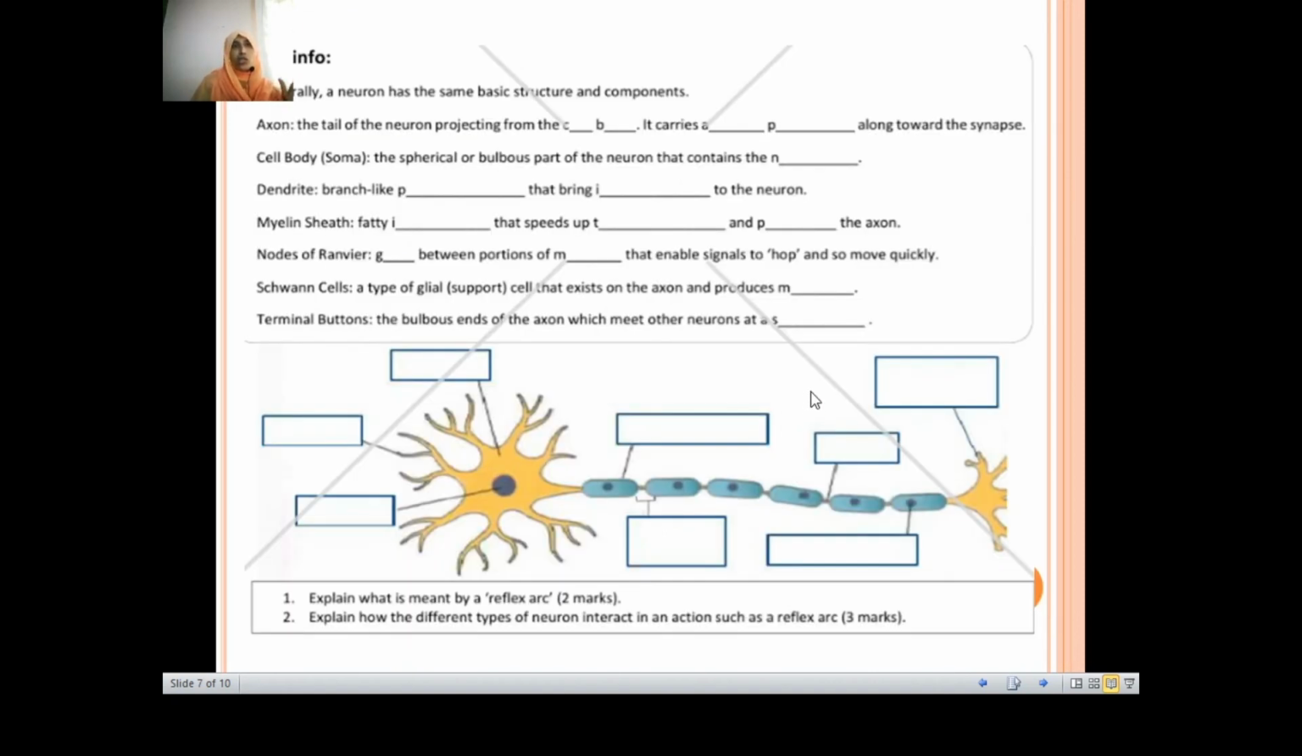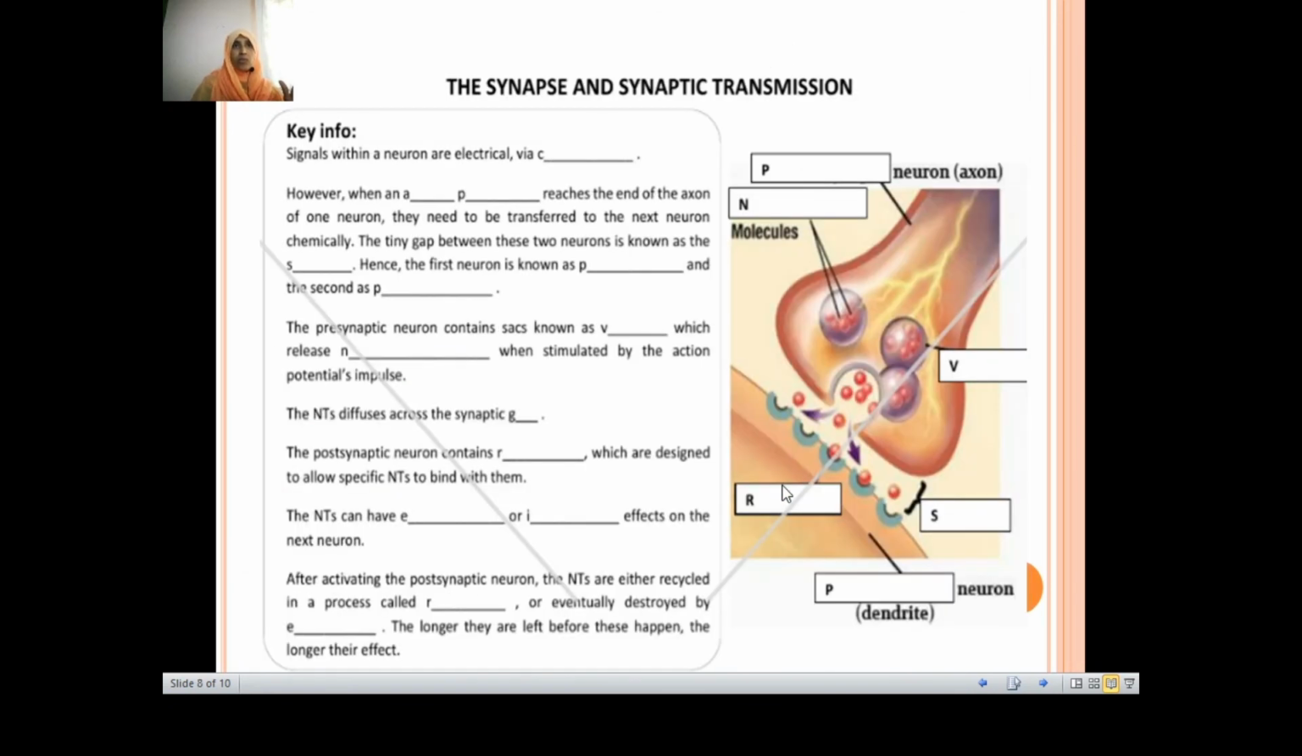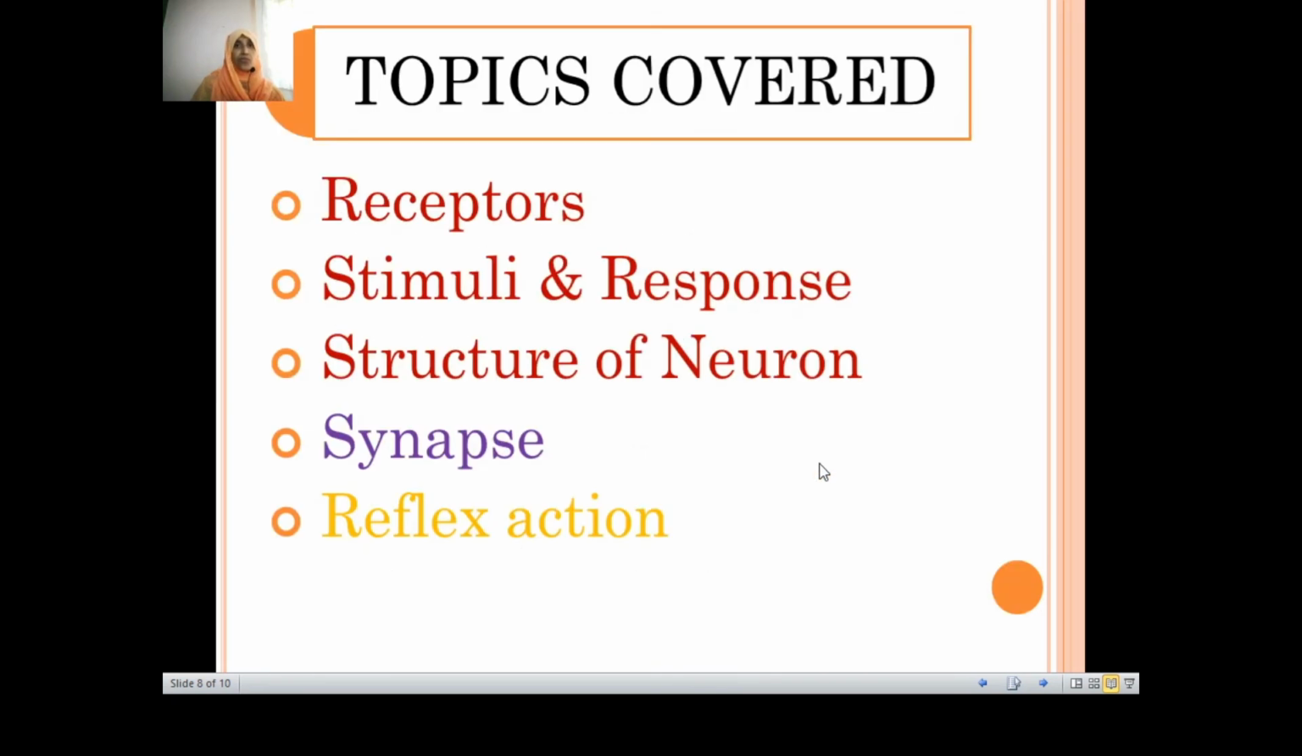So hope you have understood. Now this is the assignment. What you have to do is label the parts of a neuron based on this information and try to answer these questions. What is a synapse? How does it happen? What are the steps? You can make notes here by going through this information.